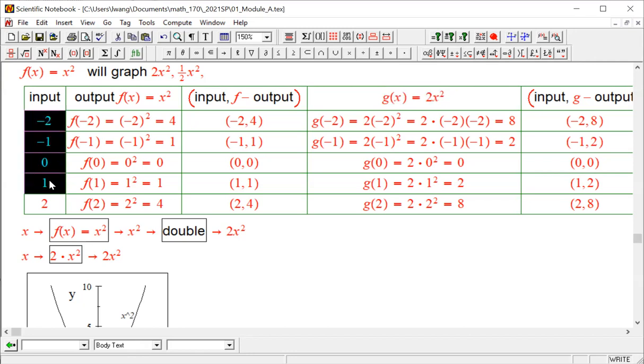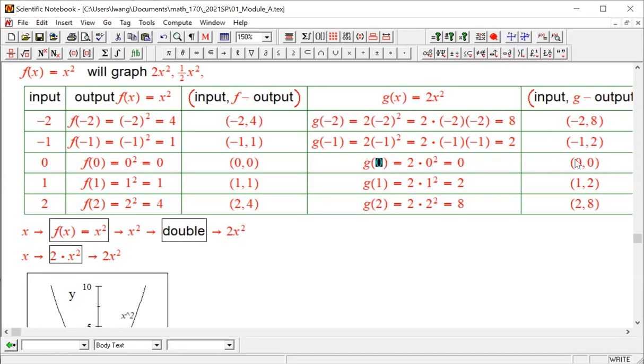If we still use the same input, we will see that for -2, we have 2 times the output we have there, 4, and it doubles, that becomes 8. So for input -2, under the new rule, the output is going to be 8. For the input of -1, we're going to double the output from x squared and multiply by 2, we're going to get 2. So for input -1, we get 2.